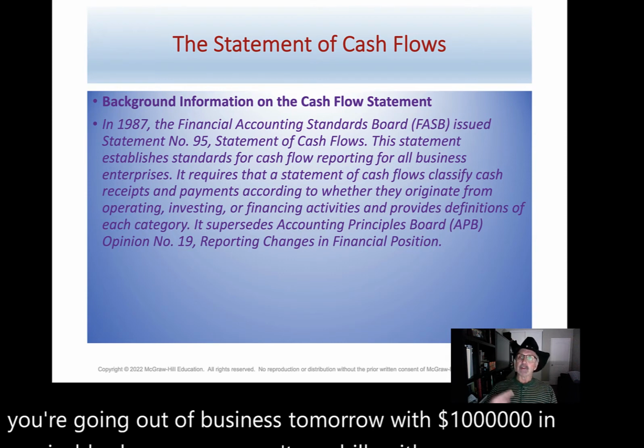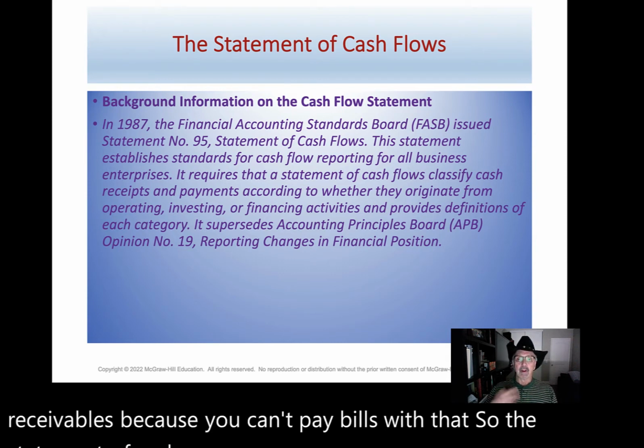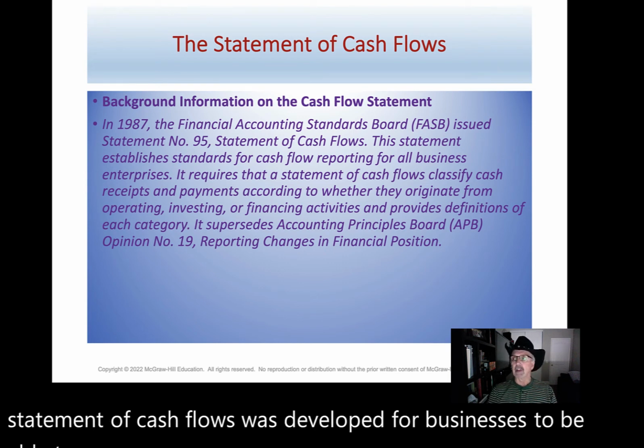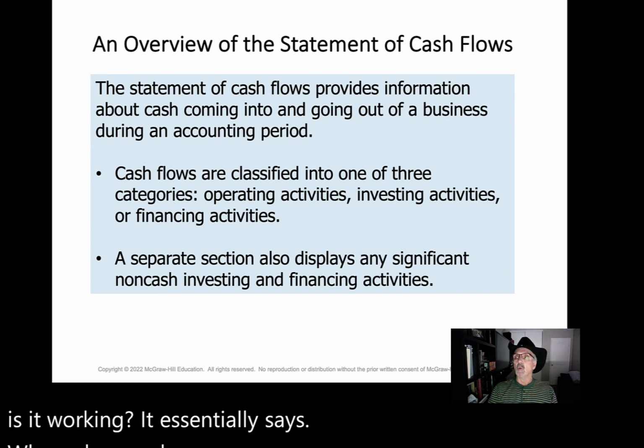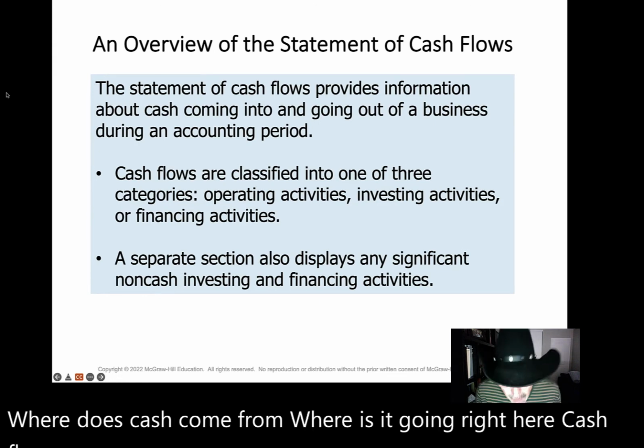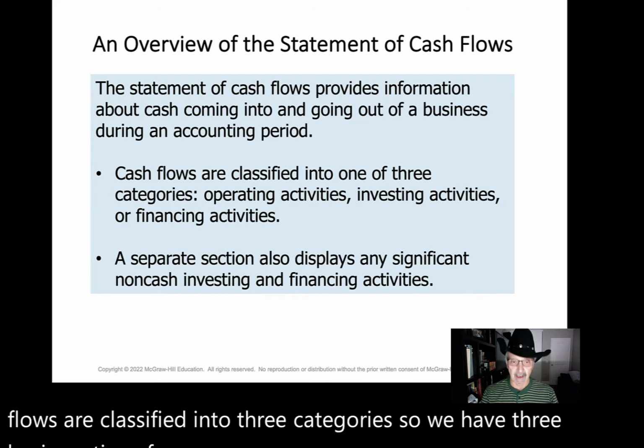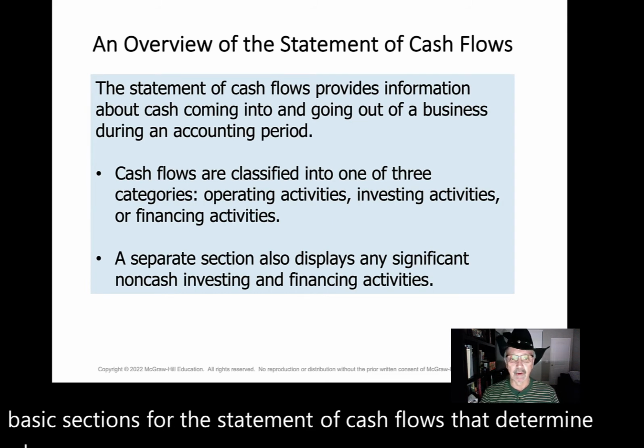So the statement of cash flows was developed for businesses to be able to more discreetly look at their cash situation. How is it working? It essentially says, where does cash come from? Where is it going? Cash flows are classified in 3 categories. So we have 3 basic sections for the statement of cash flows that determine where the cash is coming from and where it's going to.